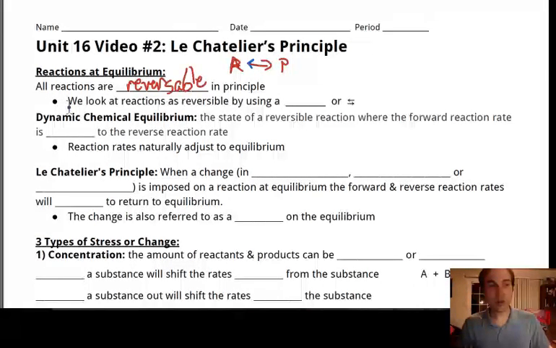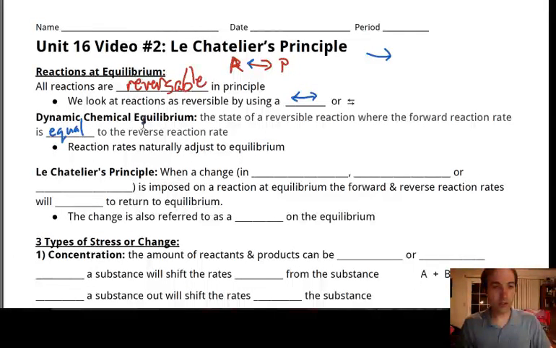Okay? So when we look at reactions as being reversible, instead of using that classic one-sided arrow, we are going to use a double-sided arrow. So an arrow that goes in both directions, forwards and reverse. You could also use two arrows. Either one works. Okay? And if the rate that's going forward and the rate that's going reverse are equal, meaning you're forming products as fast as you're forming reactants, then we call that dynamic chemical equilibrium. It is the state of a reversible reaction when the forward reaction rate is equal to the reverse reaction rate.